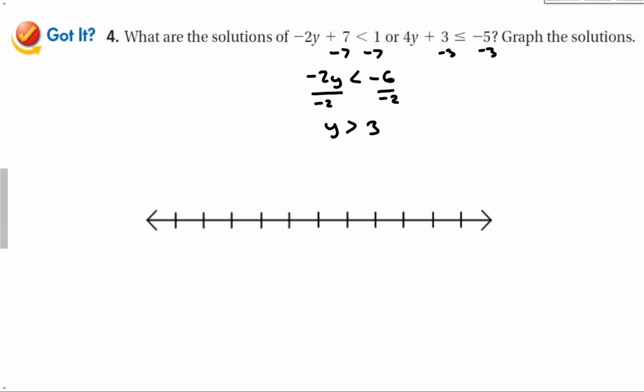Subtract 3 from both sides here. So we have 4y is less than or equal to -8. We're dividing now by a positive number. It doesn't matter that my answer was negative. We just get -2. Okay. So if I start here at -2, 1, 0, 1, 2, 3, here's 3. We're going to have an open circle going this way and a solid dot with my graph going to the left.